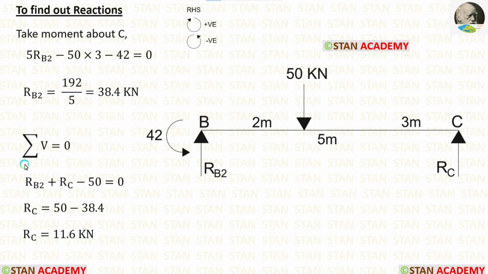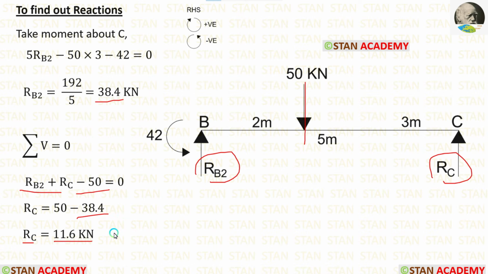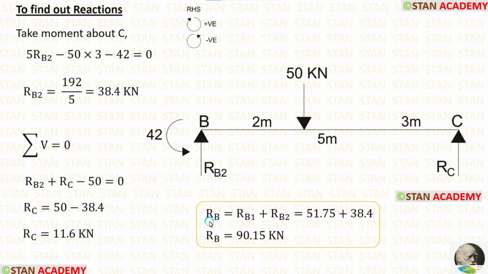Now let us apply the rule summation of vertical forces is equal to 0 to calculate RC. RB2 and RC are acting upwards, so both of them will be positive. 50 kN is acting downwards, so it will be negative. Then let us apply the value of RB2. Finally, we are getting RC which is equal to 11.6 kN.